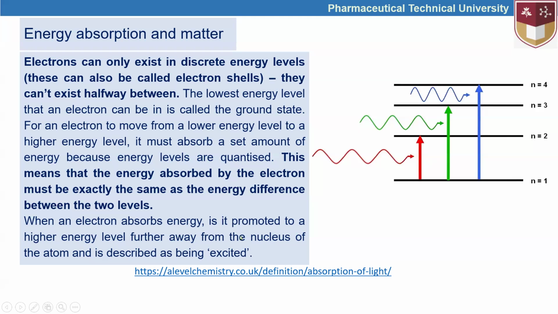When an electron absorbs energy, it is promoted to a higher energy level further away from the nucleus of the atom and is described as being excited. The term excited stands for the jump of electrons from the ground state, in which the electrons own the lowest energy, to the levels where the electrons can be at a far distance from the nucleus. Okay, next.